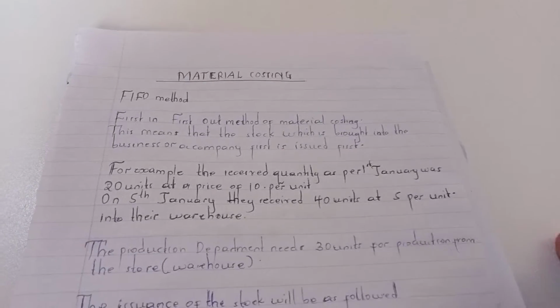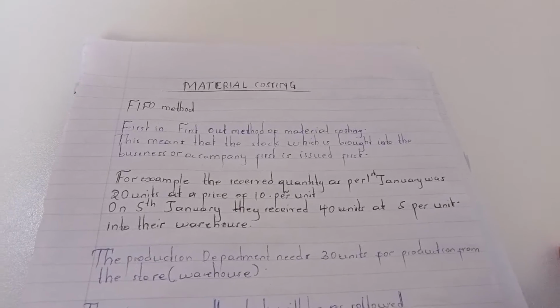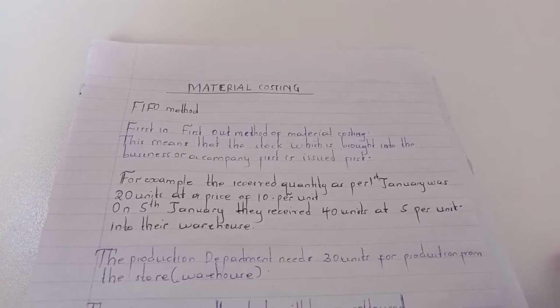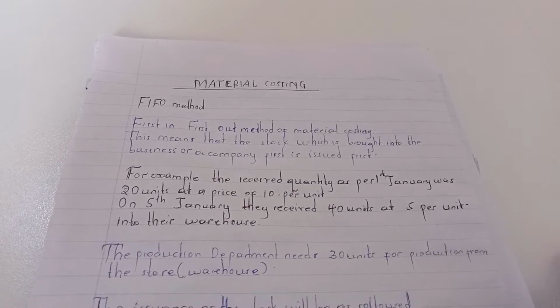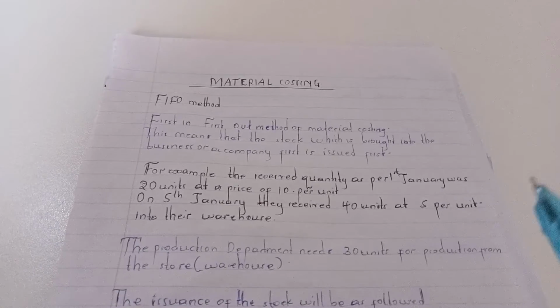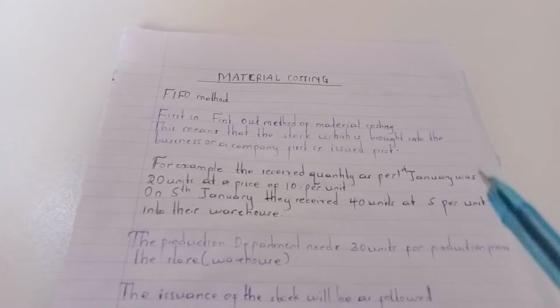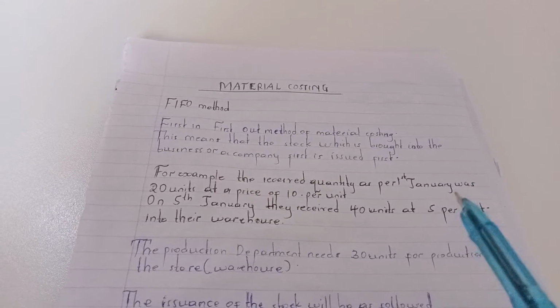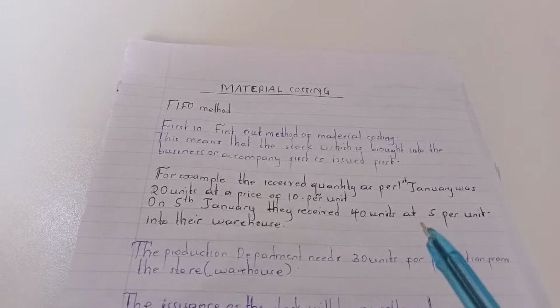Today we are going to learn about material costing, that is the FIFO method. FIFO means first in, first out. This means that the stock which is brought into the business or a company first is issued first when the need arises.